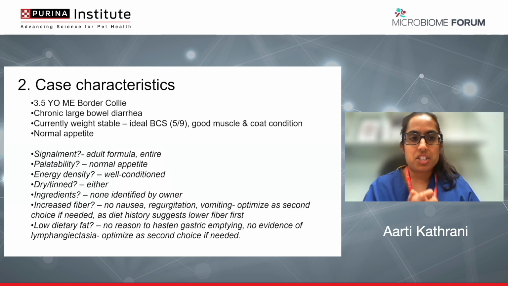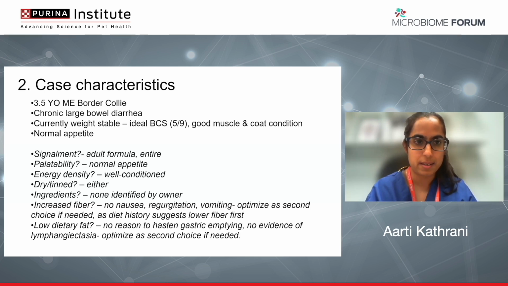The case characteristics is what you move on to next to try and again determine what strategies you might want to prioritize. So this is a 3.5-year-old male entire border collie, chronic large bowel diarrhea, currently weight stable with ideal BCS, good muscle and coat condition, and normal appetite. So signalment, it's an adult, so we don't need to worry about picking a diet that's formulated for growth. It's an entire dog, so we do need to think that it might need more calories than a neutered dog, so we might just need to be conscious of that.